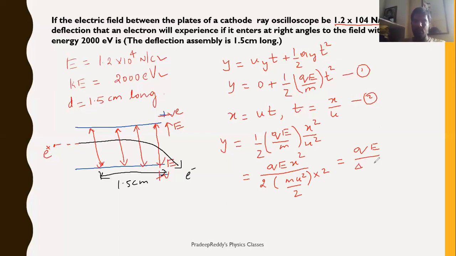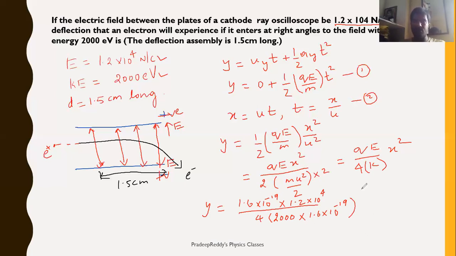It is 4k into x square. Therefore, y can be written as q, the charge of the particle, which is 1.6 into 10 power minus 19 coulomb, into E, the electric field, given as 1.2 into 10 power 4, divided by 4 into kinetic energy, which is 2000 into 1 electron volt, that is 1.6 into 10 power minus 19 joule, into x. Distance is 1.5 centimeter, that is 1.5 into 10 power minus 2 whole square.